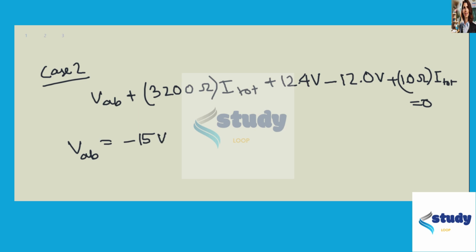So that means we assumed the current is to the left, and that gave us the terminal voltage as minus 15 volts.